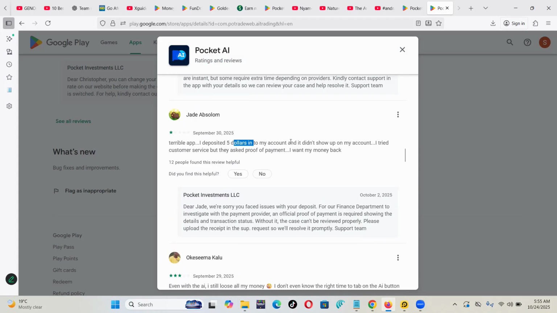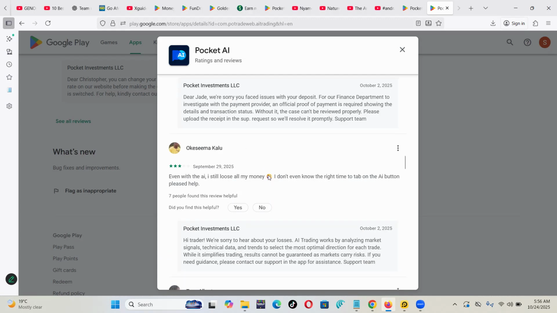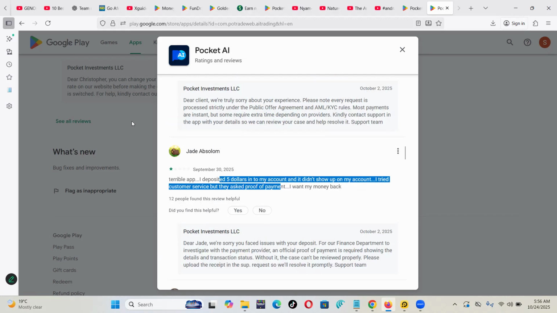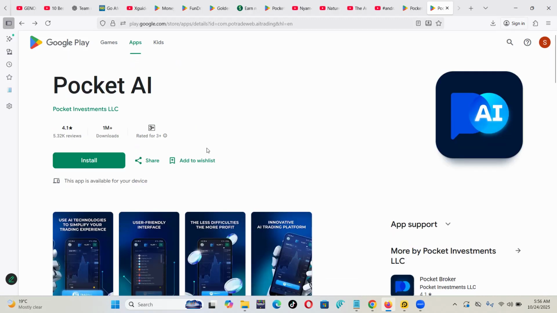Another says, I deposited like $5 in my account. It didn't show up. I tried customer care, but they asked for proof of payment. So this is important. When you're paying, make sure you keep an SMS or something, so that in case a payment doesn't reflect, you can easily tell them, this is what I used. Make sure you keep receipts as payment proof in case you're depositing money. Overall, I find Pocket AI actually cool, and their support system is really good.